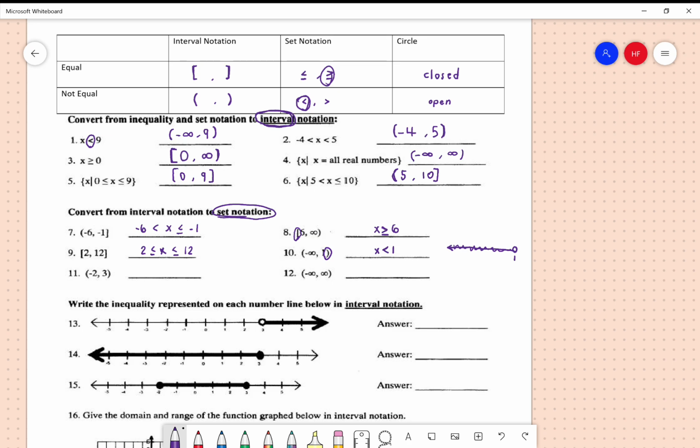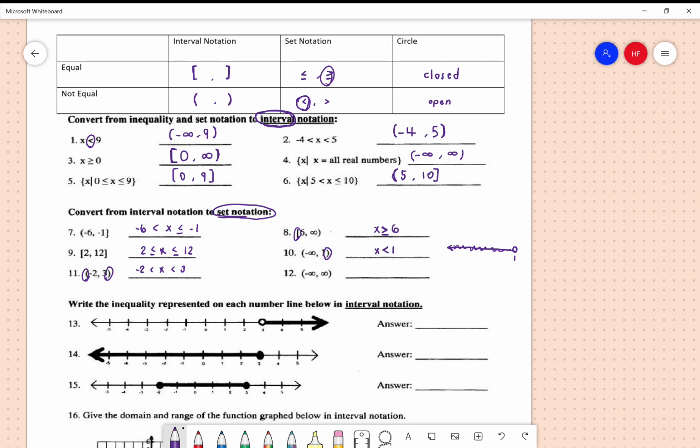Now on number 11, we have -2 to 3. So those are my end numbers. And if you always write it with x between the two numbers, then you will always have less than, less than. And that way all you're worried about is whether or not they have those lines underneath. They're both brackets, so neither one has it. The only ones that are tricky are these where we've got infinities.